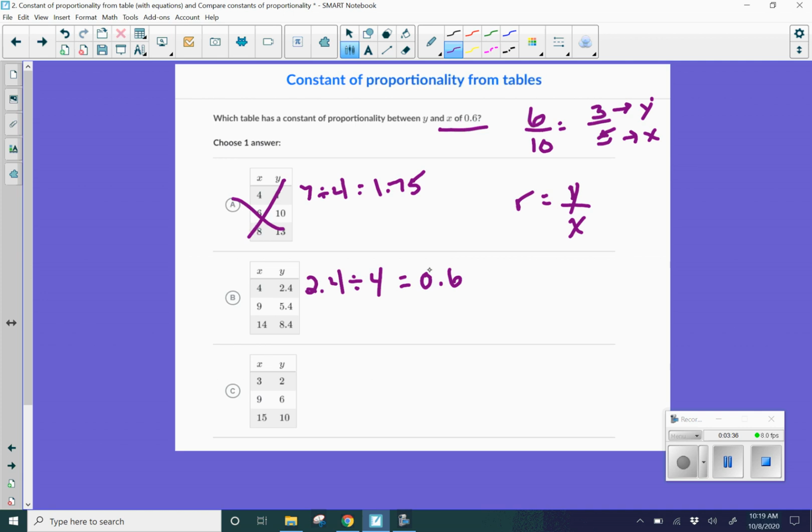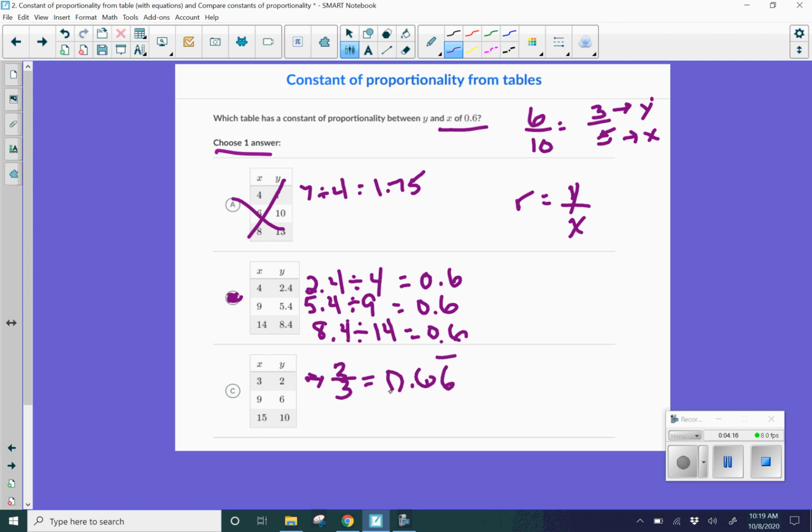So far this one looks good, but remember it needs to be 0.6 for all data points. So we have to check it for all of them. 5.4 divided by 9 also gives me 0.6. 8.4 divided by 14 also gives me 0.6. So right away I can see that B is the correct answer, and again we're just looking for one correct answer here. But just looking at answer choice C, if I did y over x, that would be 2/3, which equals 0.6 repeating, which means it continues. So C would not be correct for this one.